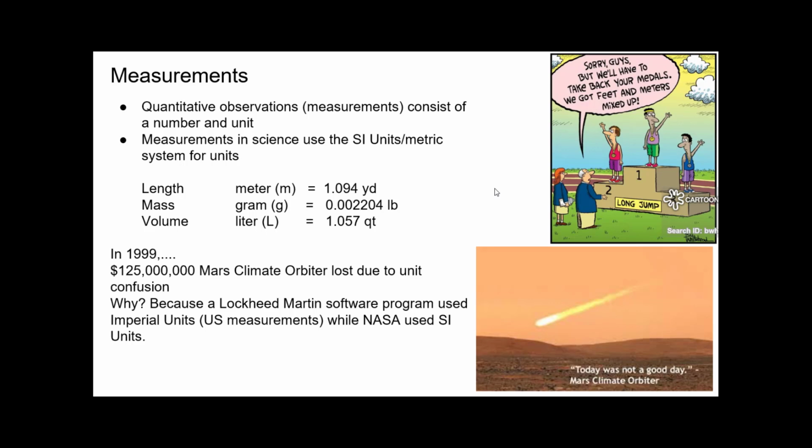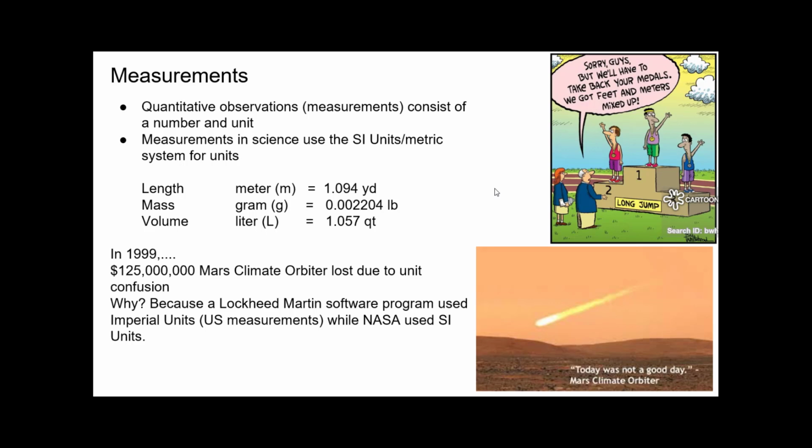Measurements in science, we use SI units and metric system units. So for instance, we use the meter, the gram, and the liter, but in everyday life, we might use yard, pound, and quart. Why is this important? Because in 1999, there was the Mars Climate Orbiter. It was worth $125 million, and it was lost due to unit confusion.